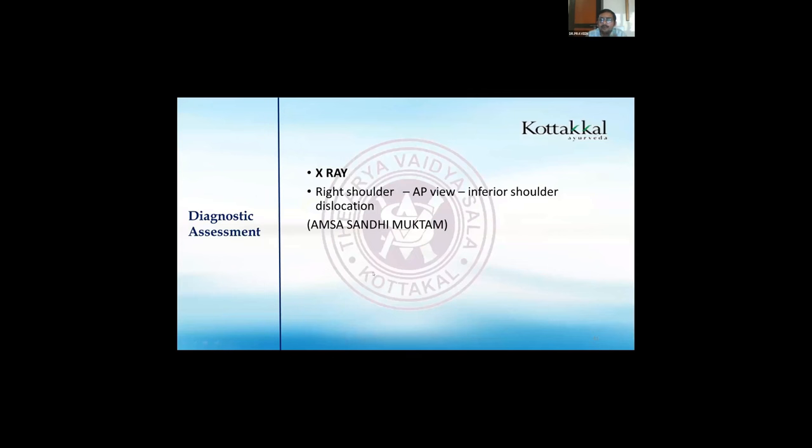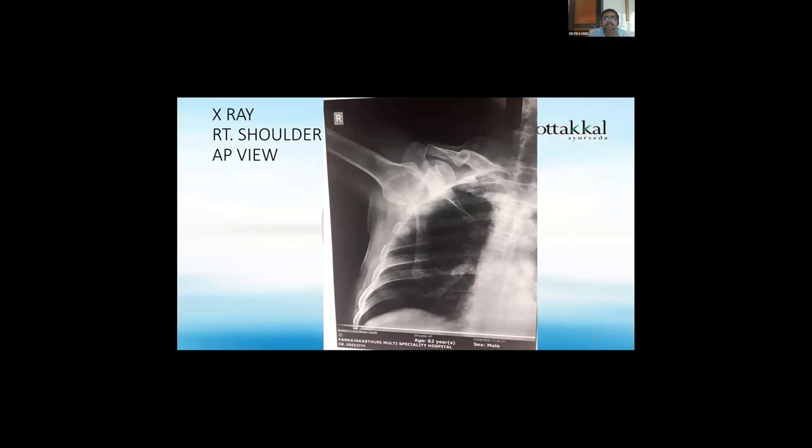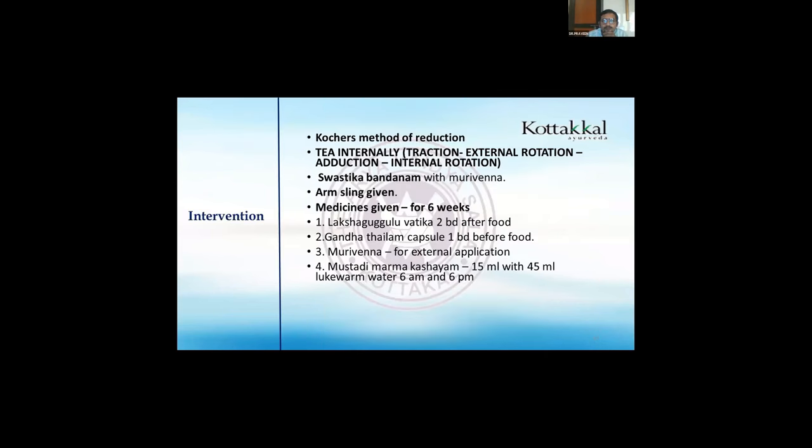We sent an X-ray, AP view, for the inferior shoulder dislocation, and you can see the head of the humerus lies below the glenoid cavity. Here we have to do the reduction method. It is TEA, in short form: traction, external rotation, then adduction, next internal rotation. This is the Cortes method of reduction in inferior dislocation.